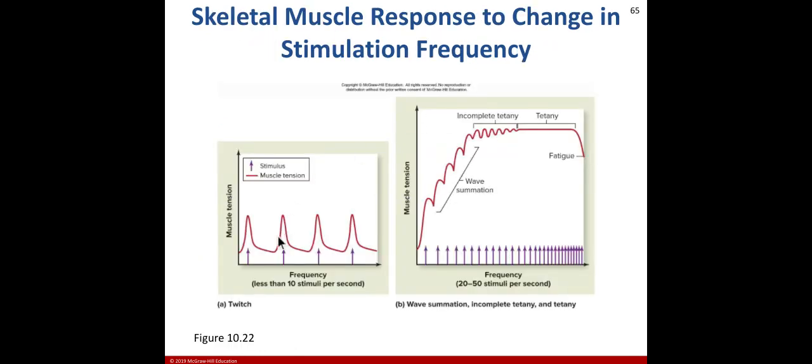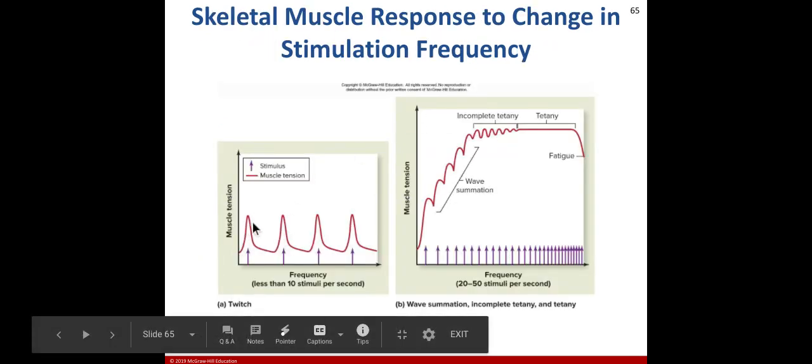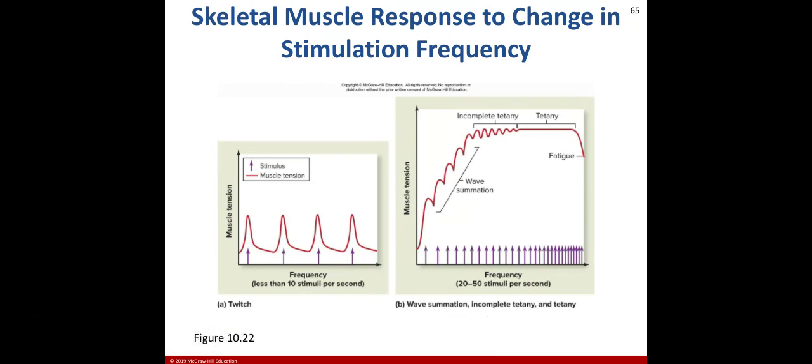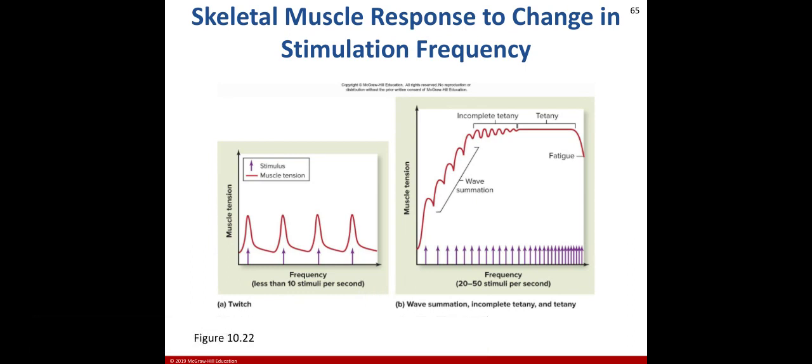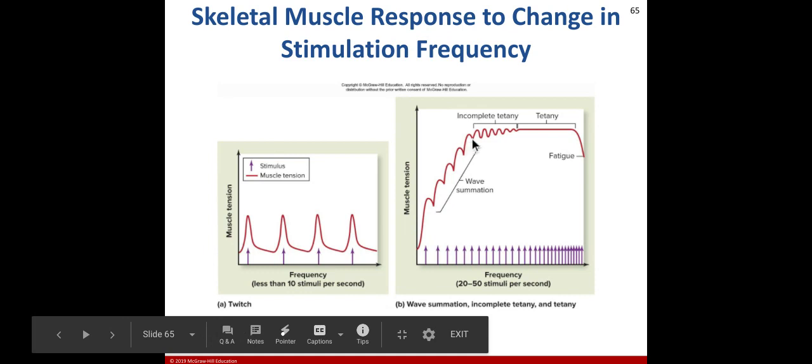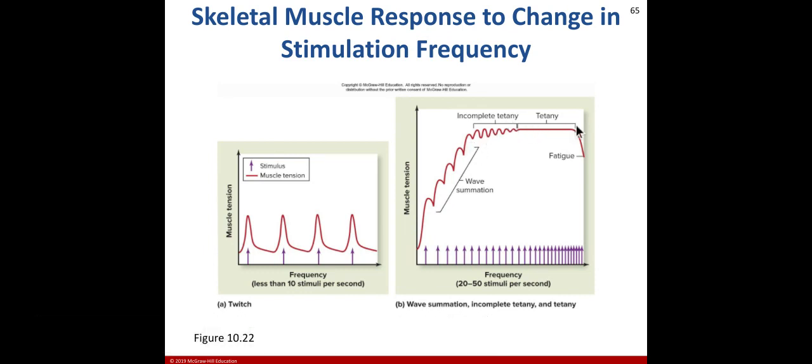So here's what we mean by that. We've got tension, relaxation, tension, relaxation. That is less than 10 stimuli per second. Then, if we're doing 20 to 50 stimuli per second, we're building, building, building. Now we have this constant reaction from our muscle until we reach fatigue.